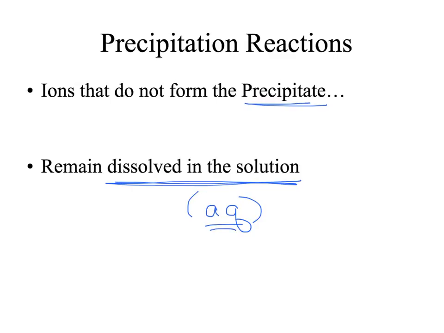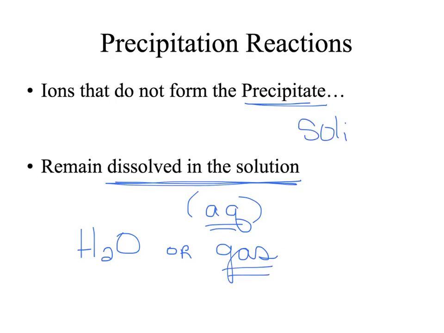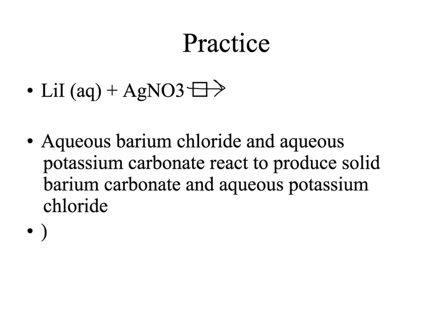Or again, remember, we might form a water or we might form a gas. So either we have to get a solid precipitate, water, or a gas. One of those three things must form in a double replacement reaction. So we have a couple of practice problems for you.